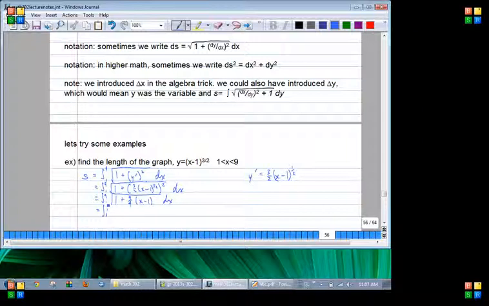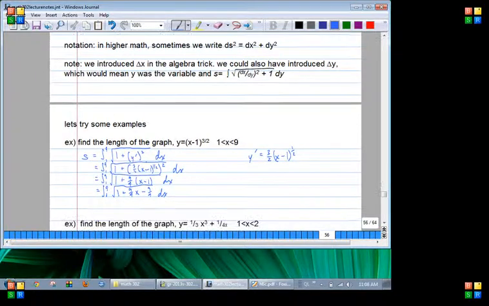Okay. So now what do we do? Well, I think we should actually simplify and distribute in there and see if we have something nice. So this is the square root of 1 plus 9 fourths x minus 9 fourths. So this is the square root of 9 fourths x minus 5 over 4. Okay. Now how can we do this integral?